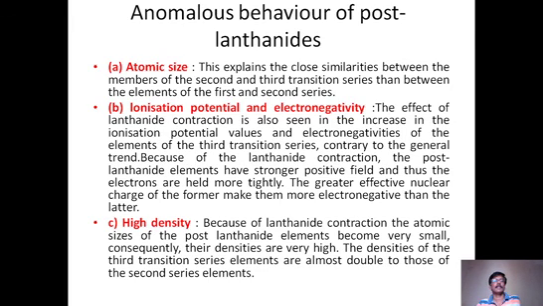Next, ionization potential and electronegativity. The effect of lanthanide contraction is also seen in the increase in the ionization potential values and also the electronegativity of the elements of the third transition series. The reason is the lanthanide contraction: the post-lanthanide elements have a stronger positive field, and thus the electrons are held more tightly. A greater effective nuclear charge of the former makes them more electronegative than the latter.